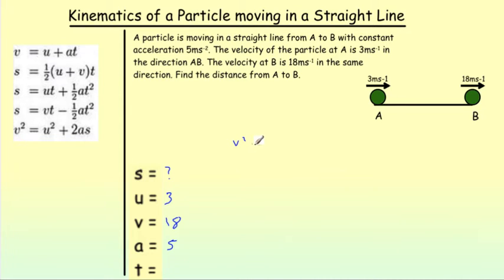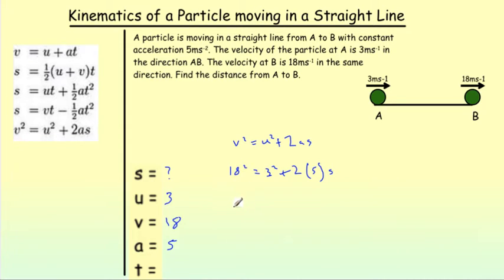So v squared is equal to u squared plus 2as. So let's put in what we know. Instead of v squared, we're going to put in 18 squared, because v is 18. u is 3, so that's going to be 3 squared, plus 2 times a, which we know is 5. And then it's all multiplied by s.